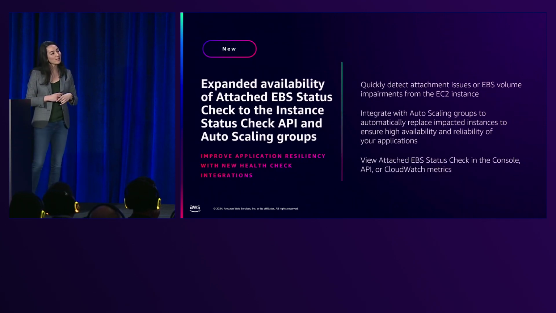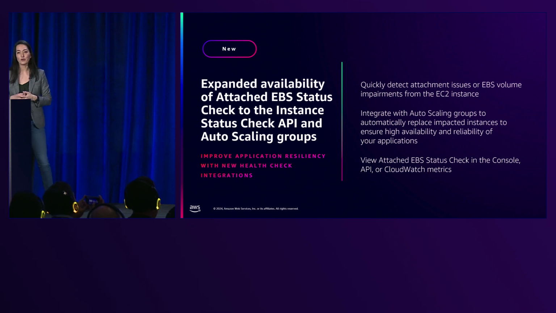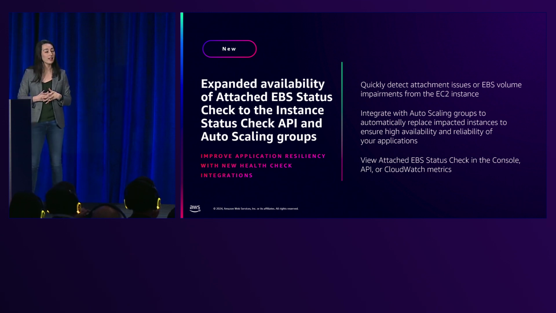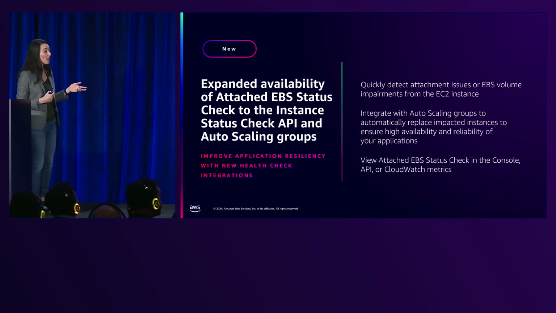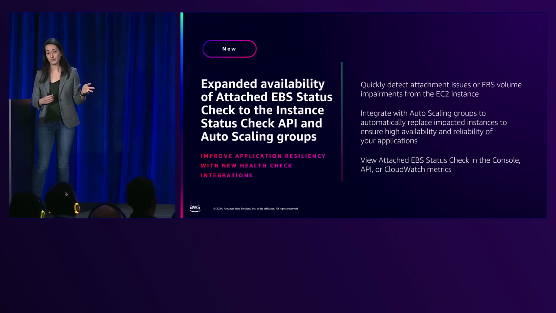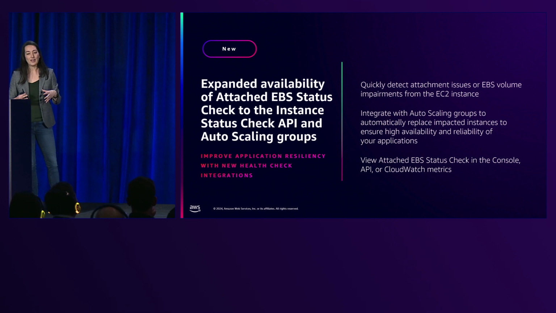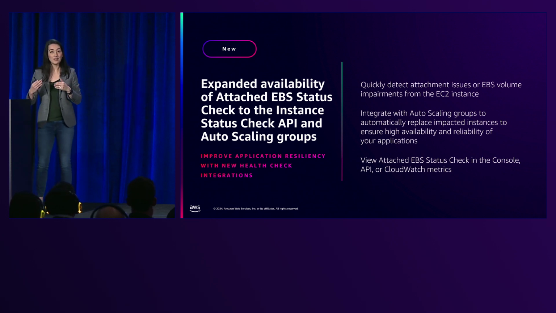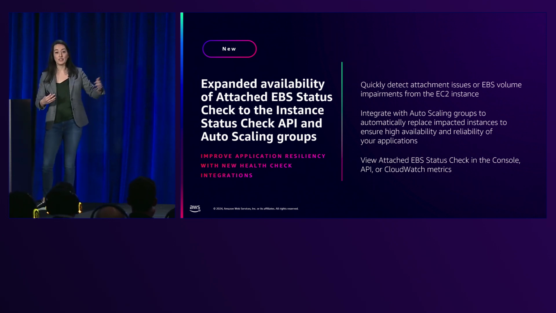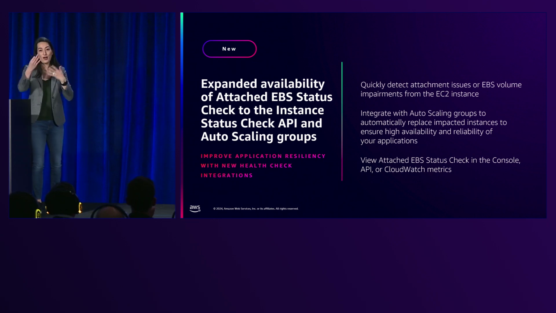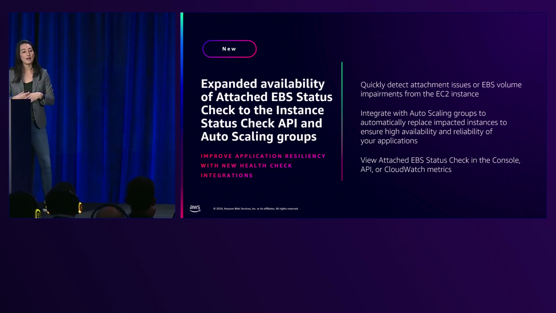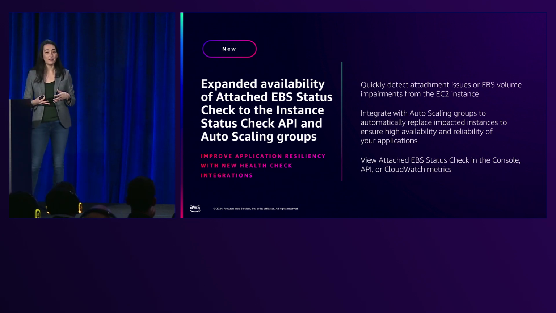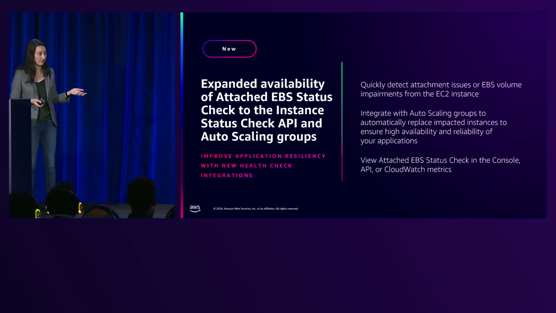This year, to make auto scaling groups a little easier, we attached status checks into the instance status check API, as well as into the EC2 auto scaling groups. So with that, if you have an instance that is unhealthy because it's not able to talk to our underlying EBS volumes, you can use that to trigger an auto scaling group recovery. It'll automatically replace that impacted instance, and it's going to ensure high availability and reliability of your application.